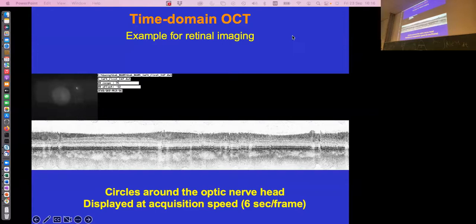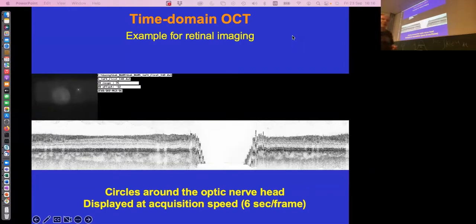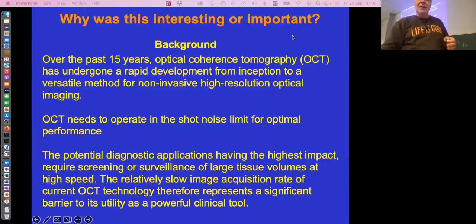So OCT, very powerful technology, first introduced for retinal imaging, but clinically not useful. It's too slow. But what do we do? It needs to go faster. This is the blink. The light is blocked, right?